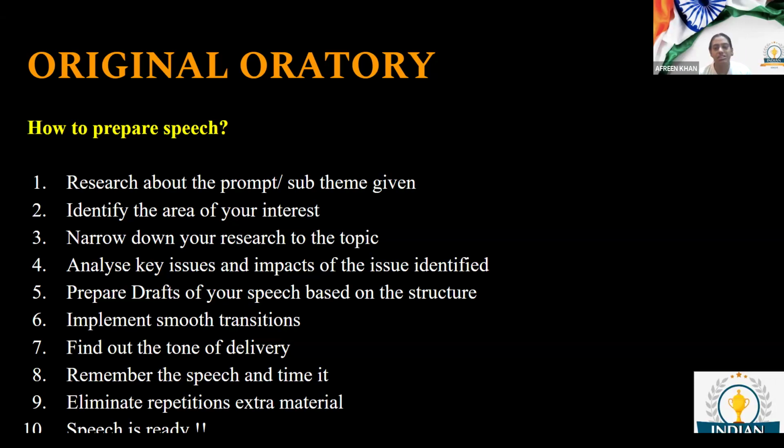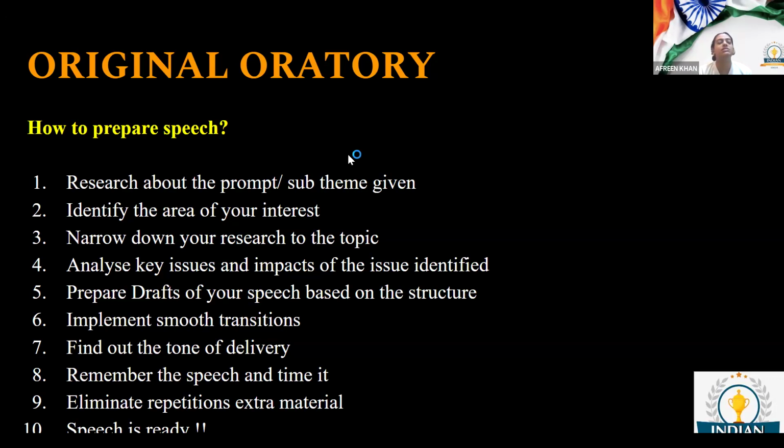Now, this is again just research. Nobody's drafting anything, nobody's trying to cut short material. You're just researching, just reading. The fourth part is to analyze key issues and impacts of the issue identified. For a particular topic, there could be any number of key issues and impacts. However, your job is not to mention every single key issue. Your job is to identify the more important issue, the one that gives you the best time-benefit analysis.